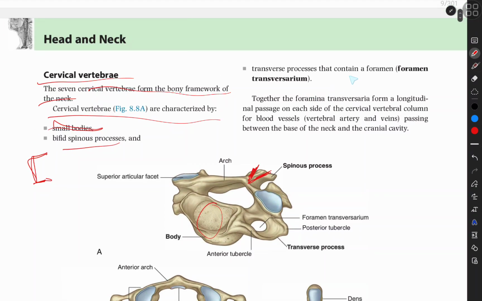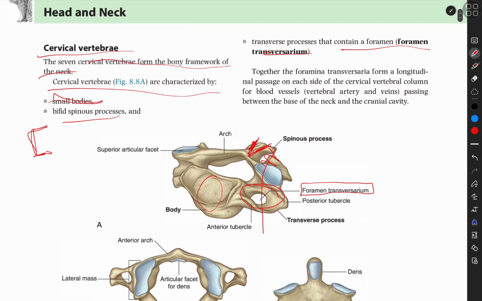The transverse processes contain a foramen, the foramen transversarium. Here, the vertebral artery ascends, but you don't need to know it right now. Together, the foramina transversaria form a longitudinal passage on each side of the cervical vertebral column for blood vessels, the vertebral artery and veins. So here the vertebral artery and veins pass.